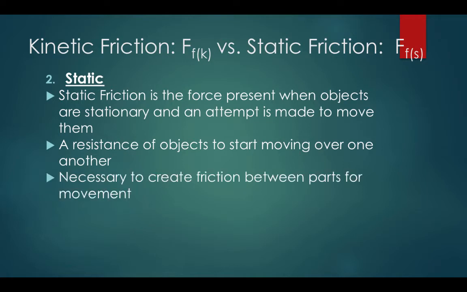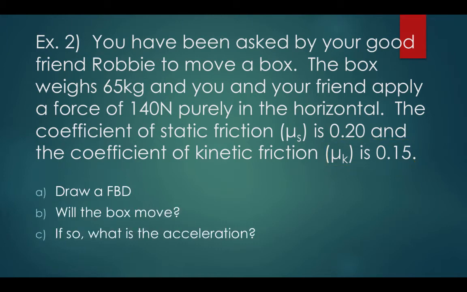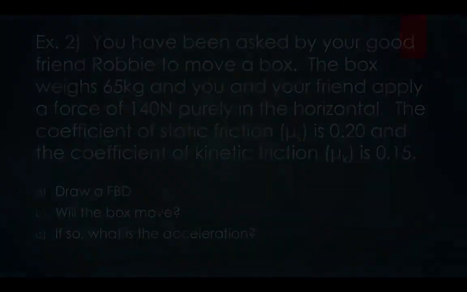It's a necessary type of friction when we want movement between two parts, like shoes on the ground or tires on the road. Example number 2. You have been asked by your good friend Robbie to move a box. The box weighs 65 kilograms and you and your friend apply a force of 140 newtons purely in the horizontal. The coefficient of static friction, mu sub s, is 0.20, and the coefficient of kinetic friction, mu sub k, is 0.15. What is the free body diagram? Will the box move? And finally, if so, what's the acceleration of the box?